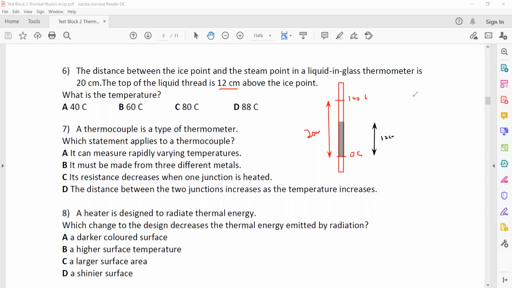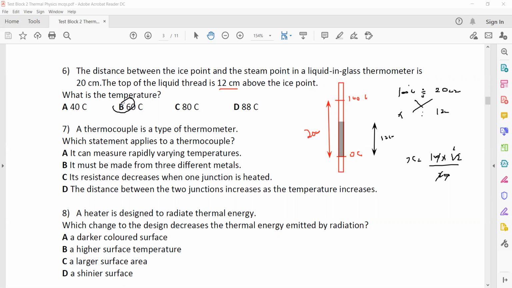So you need a temperature. Basically, to get this temperature, because 100 degrees are represented by 20 centimeters, so x degrees is represented by 12 centimeters. Cross multiply. So x is equal to 100 multiplied by 12 divided by 20. This will cancel to 6, 6 multiplied by 10, that's 60. So B will be the answer.